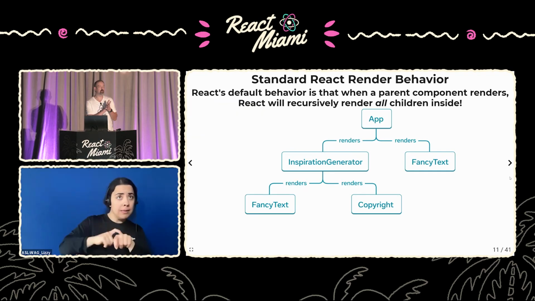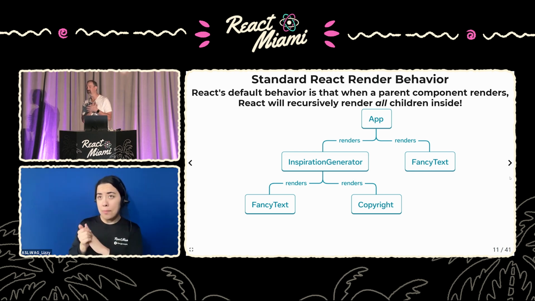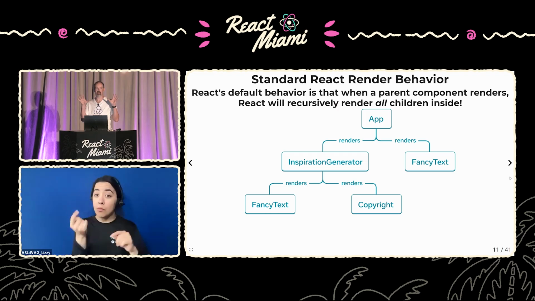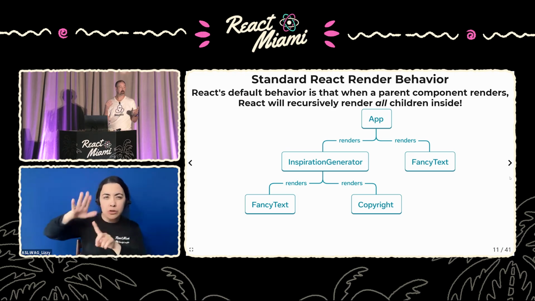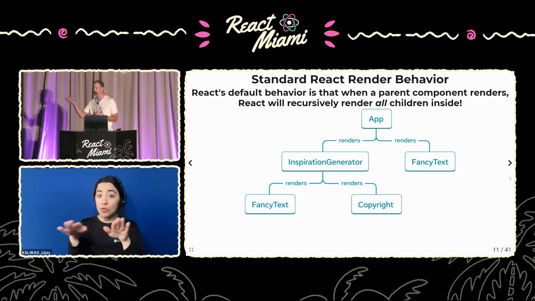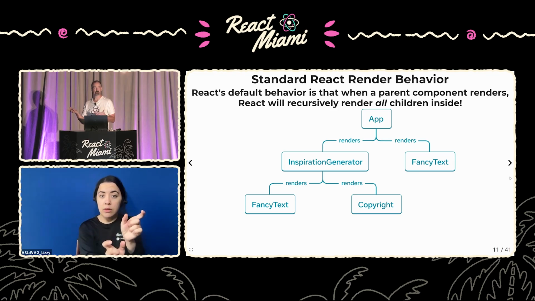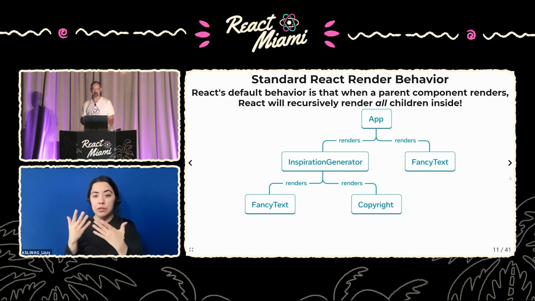Now, one very important point, and this is one of the biggest misunderstandings that I still see today, is that React's default behavior is when it starts rendering, it will keep recursing all the way down. So if one component renders, React is just going to keep rendering all of the children inside of that. So in this example, if the app component renders, React will by default render all 4 of these other children inside. If the inspiration component renders, React renders both of its children. React just keeps on going all the way down by default.